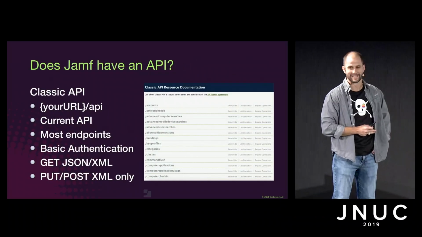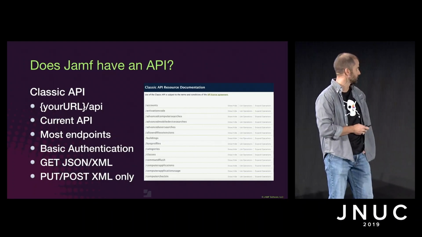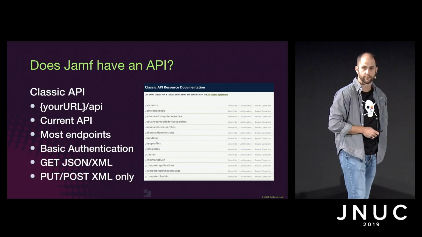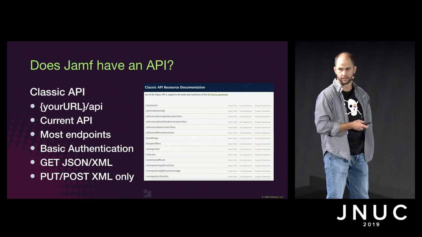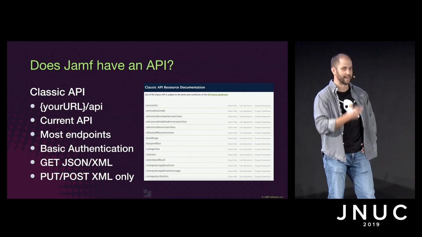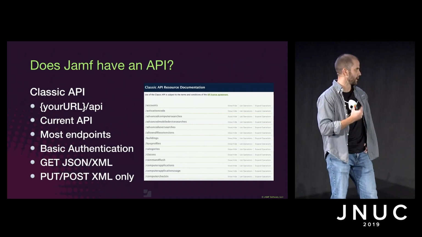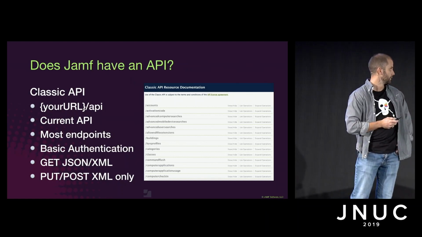First, we'll talk about our classic API. This is our first API. It's our oldest and most robust. You can access the documentation for the classic API at your Jamf Pro URL/API. As I said, this was our first one, and it is the most robust in that it has the most endpoints. So there's a lot of actions and a lot of information that you can get using the classic API.